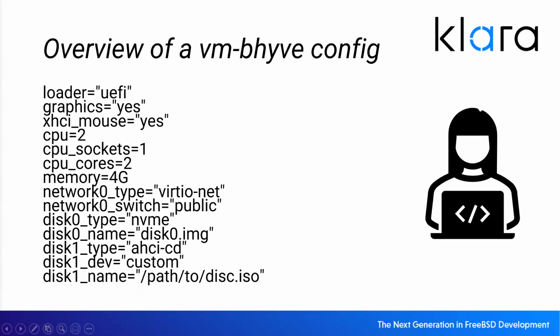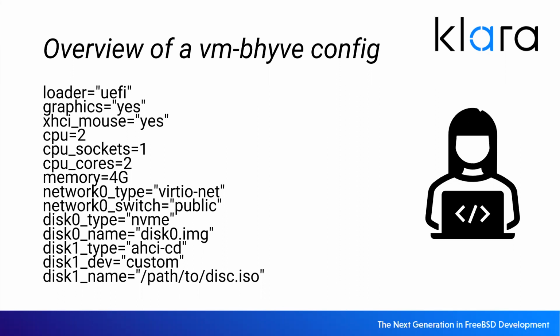The next line, network 0 switch, what that refers to is on the host level, there's a network switch that has to be built in for the VMs to tie into to get their own IP addresses and interact with the production network. In this case, public is the name of that switch that we've created on the host.